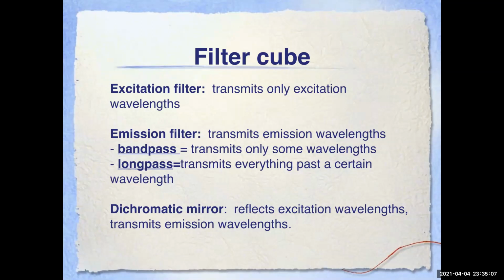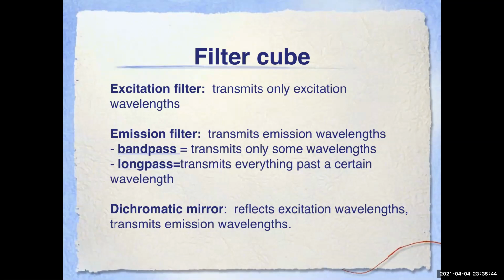The excitation filter, as you know, only transmits the excitation wavelength. So this is where you're turning white light into the color that you need to excite your fluorophore. The emission filter is going to transmit only the light that is created from your fluorophore, so only the emission wavelengths. It's also known as the barrier filter, because you're blocking any other color light other than the light that you want to see. And we have some choices here when it comes to choosing which emission filter.